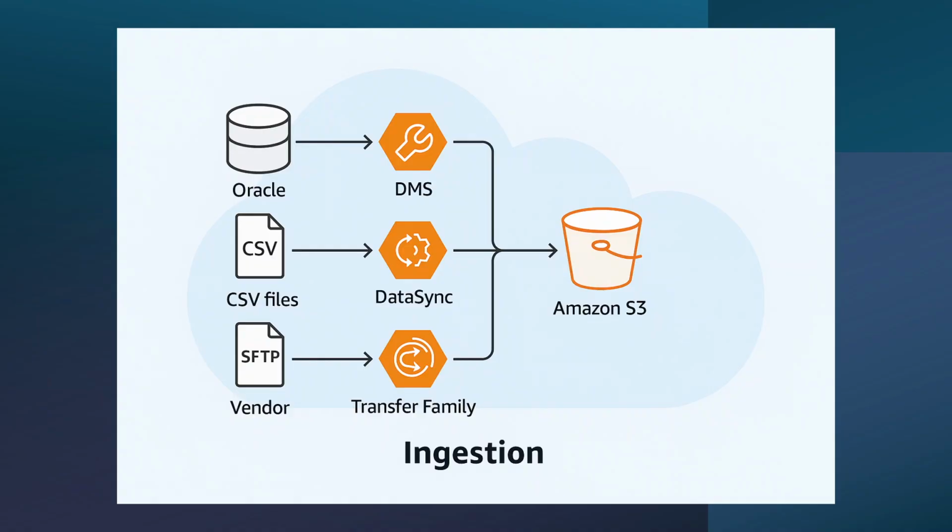Now, for our external vendors, we don't want to maintain an SFTP server ourselves. Instead, we set up AWS Transfer Family to receive files directly into S3. We create a Transfer Family SFTP server inside our VPC with private connectivity and restrict access to vendor IP ranges.